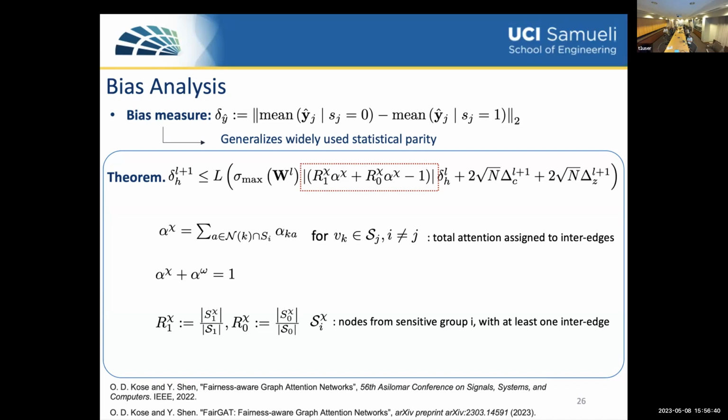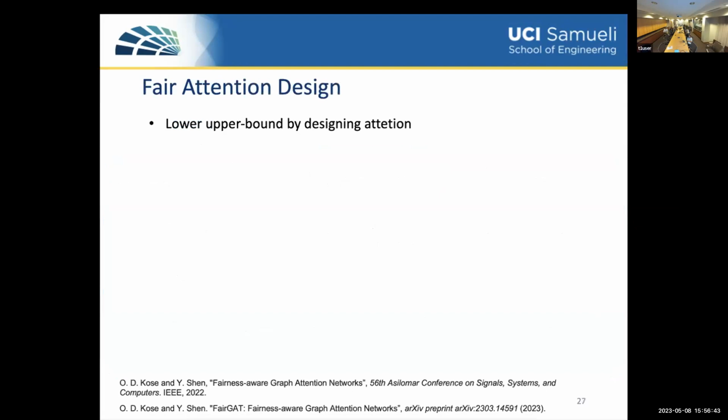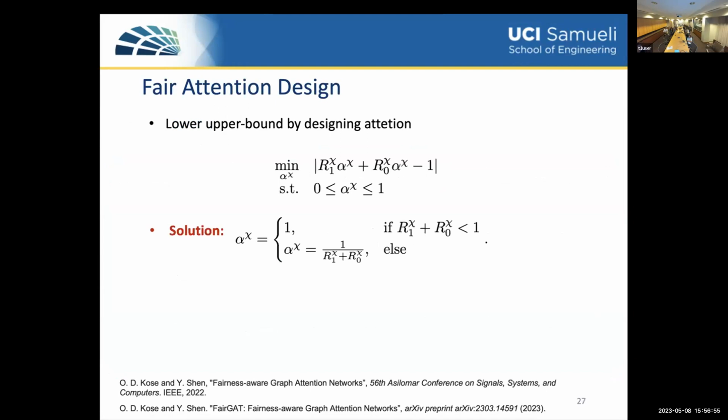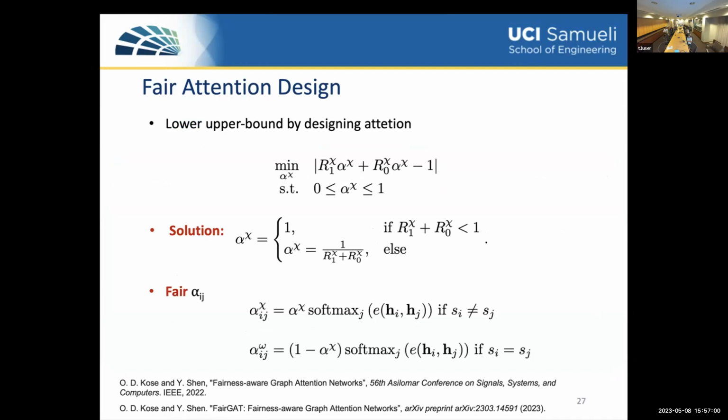Okay, so now, as you can imagine, when I have an upper bound, I just reduce this term. And the problem is convex, so I can actually solve it with a closed form solution like this. So what it says now is that in addition to the original design, if the two nodes are in different sensitive groups, I multiply the attention with alpha chi. Otherwise, I multiply it with 1 minus alpha. It's a reweighting of the original attention that you are assigning.